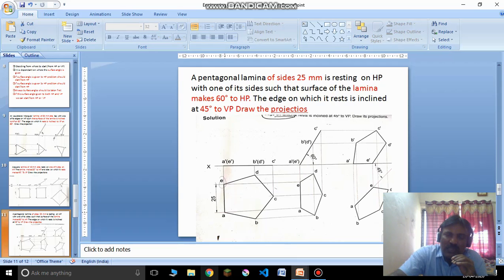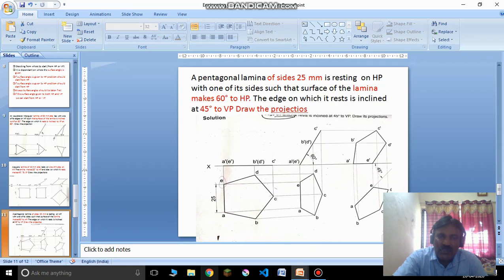Just look at the screen. AE is the line which is perpendicular to VP. In the beginning I kept it like this. Obtain the top view and front view, then lift the object on the edge such that the inclination is given. Similarly, the line is also going, so that line is making 60 degrees. Then draw the projections here, then join these points. We will have a reduced pentagon.